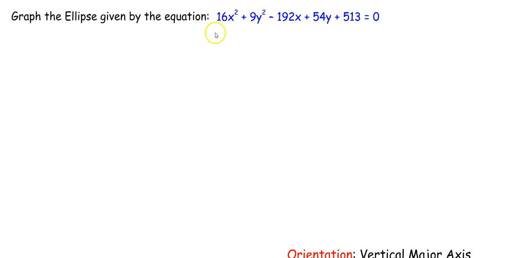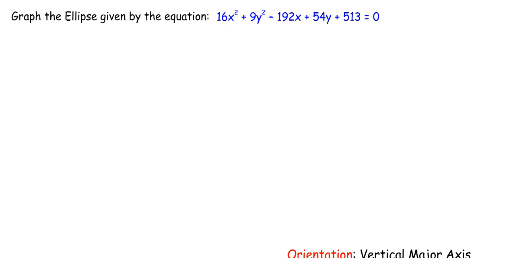Okay, the given equation is 16x square plus 9y square minus 192x plus 54y plus 513 is equal to 0. Okay, let's go. So at first I'll try to write the x terms together. I am seeing two terms with x's and two with the y's. So let us put them together.